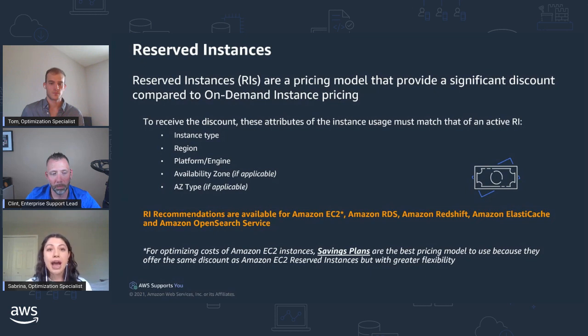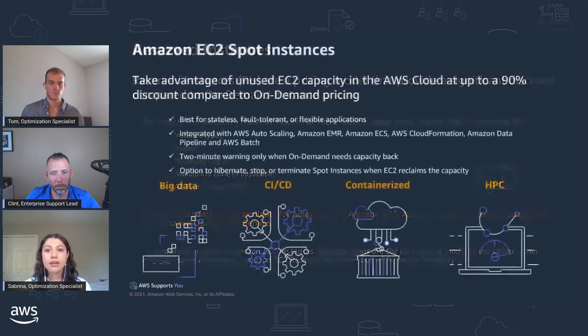So with that, we can move on to spot instances. So with Amazon EC2 Spot, EC2 Spot instances allow you to take advantage of the unused EC2 instance capacity at discounts of up to 90% compared to on-demand pricing.